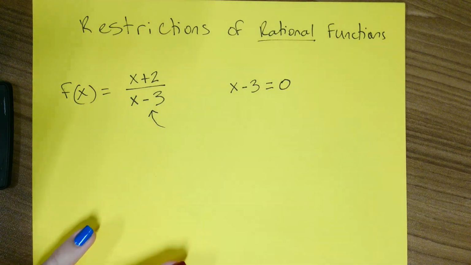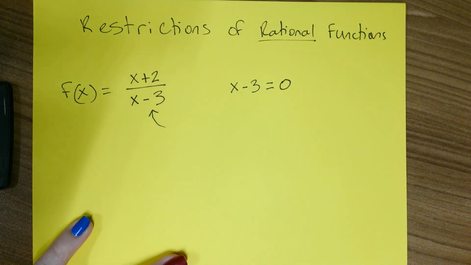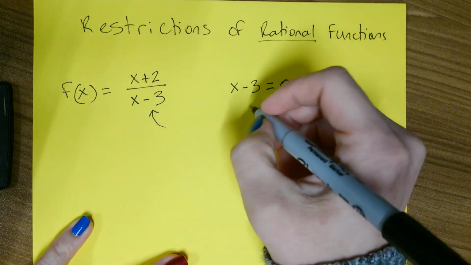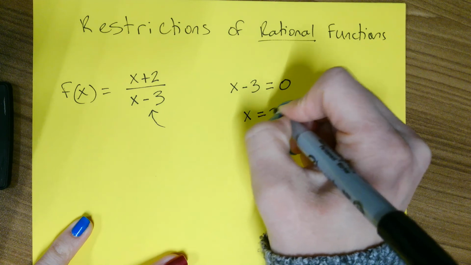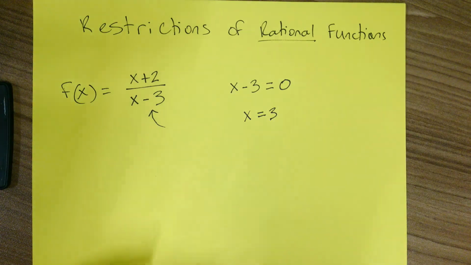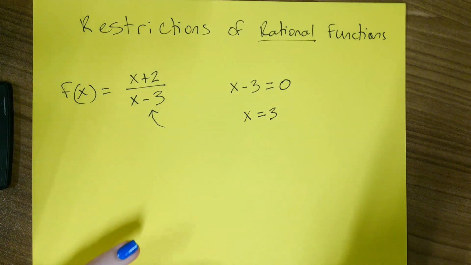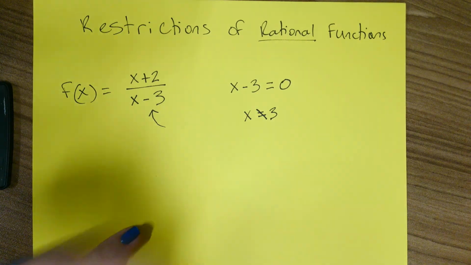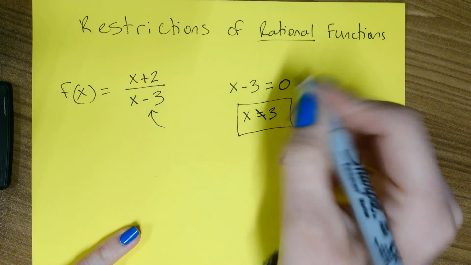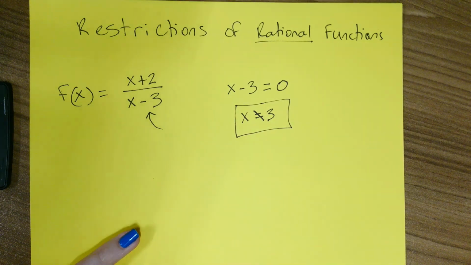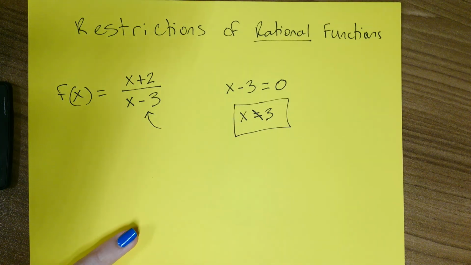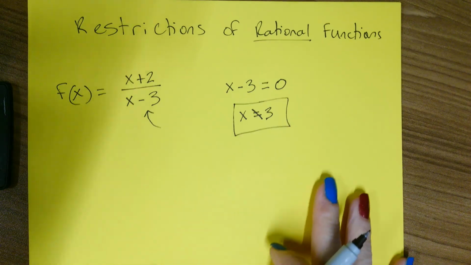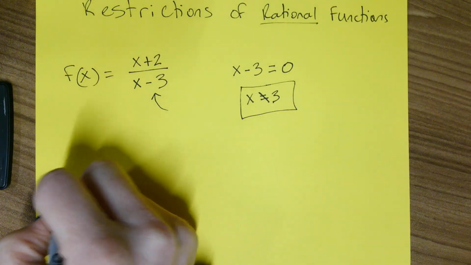So in this case, we're just solving the linear equation x - 3 = 0. So if I add 3 to both sides, I get x is equal to 3. This tells me then that the restriction on this rational function is x cannot equal 3. If x is 3, then I end up dividing by 0, which causes the world to explode. So another example.